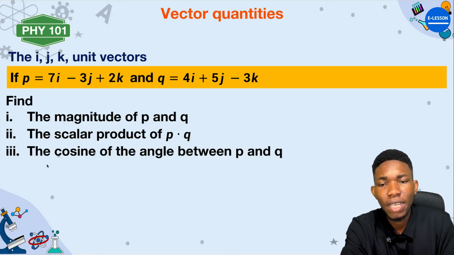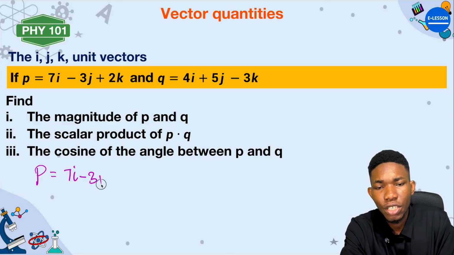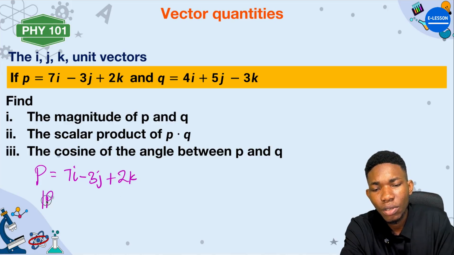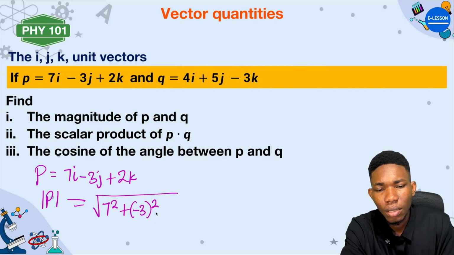So first of all, let us find the magnitude of P. Now you are given P as what? 7I minus 3J plus what? 2K. What do you think is the magnitude of vector P? I told you that the magnitude, my dear student, is everything you have here squared. So here we give us 7 square plus, what do you have here? J is minus 3. So you put minus 3 square plus, what do you have before K is 2. So here is 2 square.